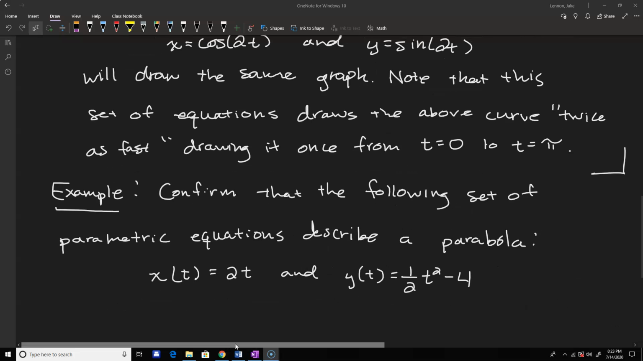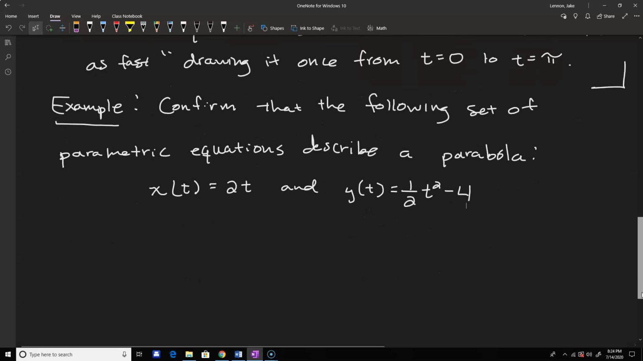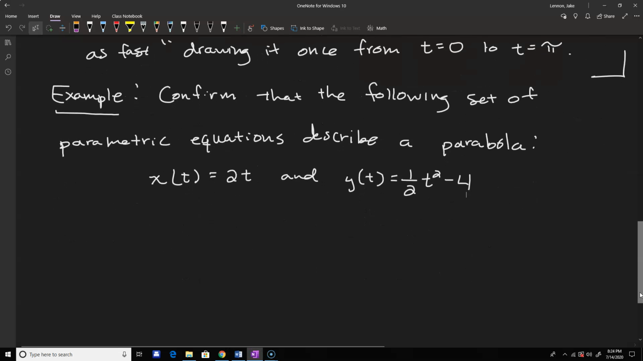Okay, so in this example, we want to confirm that the parametric equations x of t equals 2t and y of t equals 1/2 t squared minus 4 are in fact the graph of a parabola. Usually the easiest way to do this, it's not always easy, it depends on how difficult it is to solve for t, is solve for t in one of the equations and plug it into the other one. So here, we know x is equal to 2t, so x over 2 is equal to t, and then we plug this into y of t.